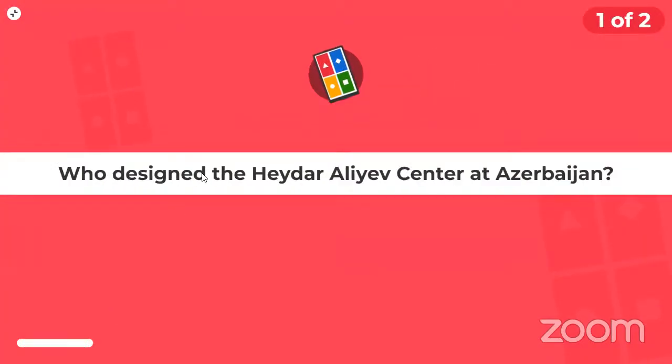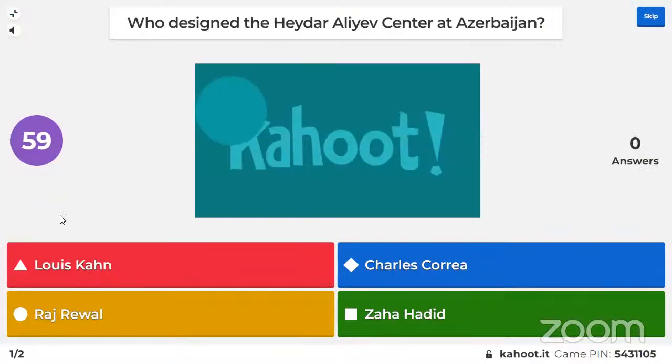So here comes your first question, and that is, who designed the Heydar Aliyev Center in Azerbaijan? That is the question, and you can see four options in different color codes. You can see shape codes will also be there. In your Kahoot app, you'll be getting only these color codes, and for the options and questions, you have to rely on the YouTube Live. On the left side you can see the timer is running. On the right side you can see how many of you have answered the question. So that is how the process goes. We'll have around 35 seconds remaining.